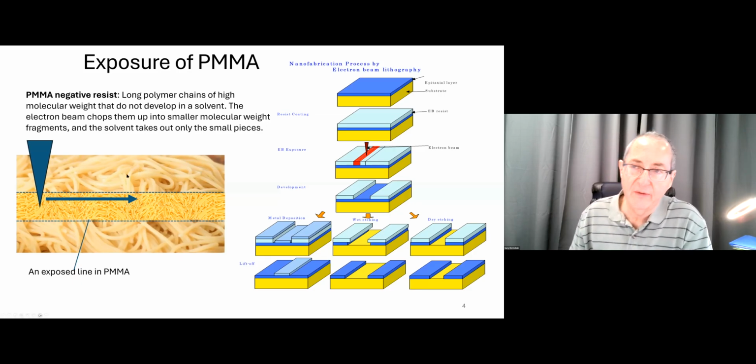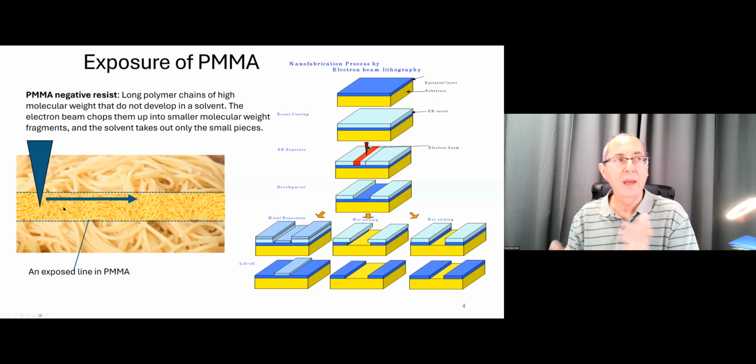In fact, in suitable developers, you can soak it for a long time and see virtually no change to the unexposed resist. And so this is a picture that kind of illustrates that: big pieces of spaghetti and then smaller chopped up pieces of spaghetti. And when the beam moves around, the energy from the beam, in a way that I'm going to explain, breaks the bonds and chops the long polymers into smaller pieces.